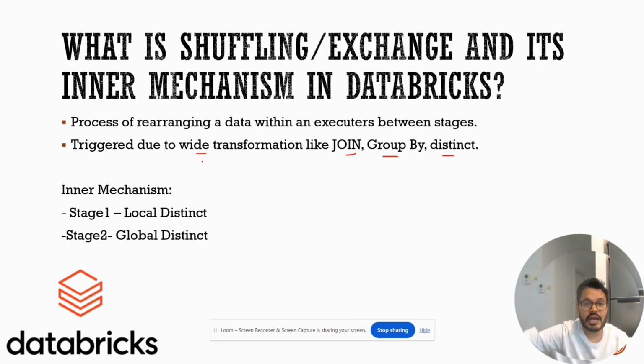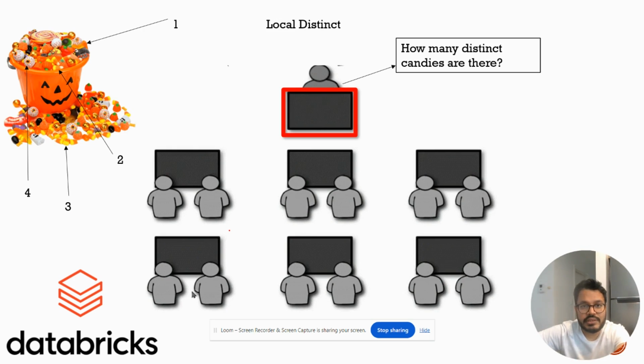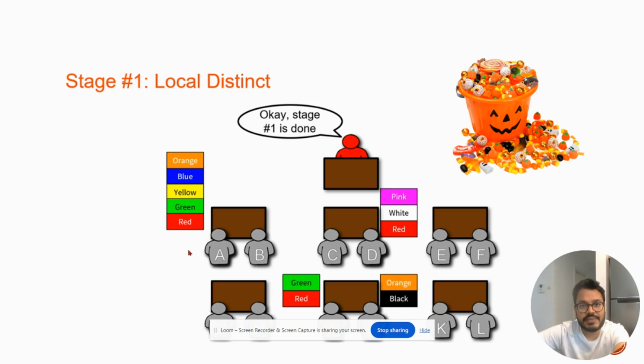Today we will see how the internal mechanism of distinct works and how the shuffling works within Databricks. The internal mechanism of distinct is divided among two stages: stage one, which does a local distinct, and stage two, which does a global distinct. So what does local distinct mean? Let's say I have a task where I need to count the number of distinct candies from this bag of candies. How can we achieve that?